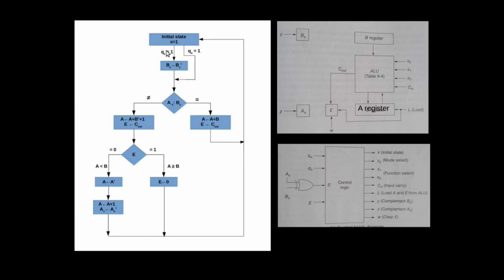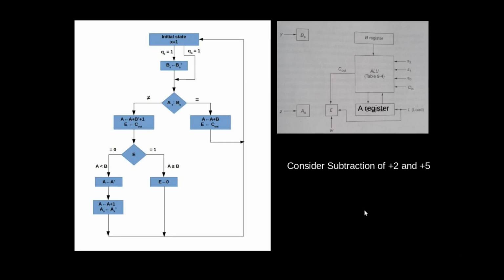That was our flowchart. This is our control circuit or control logic. Then we can consider the subtract operation of plus 2 and plus 5. How will the flowchart work?